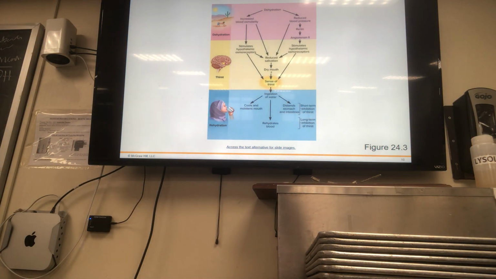Once you have taken in the water, that will cause coolness and a drop in the overall hyperthermia in the body. That will cause cooling and moistening of the mouth, and that will cause a rehydration of the blood, and a distension of the stomach and the intestines.